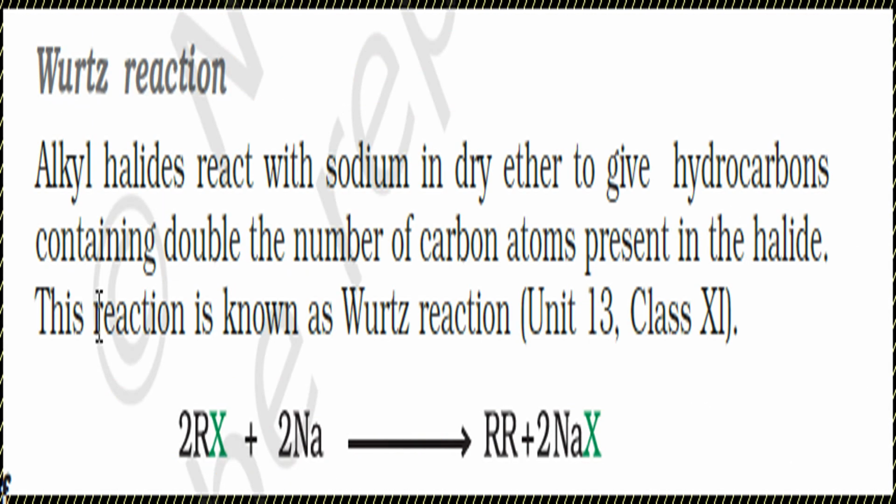Next we have Wurtz reaction. Alkyl halides react with sodium in dry ether to give hydrocarbons containing double the number of carbon atoms present in the halide. The reaction is known as Wurtz reaction. So here if you have one carbon in the reactant, then you will get in the product 2 carbon atoms. If you have 2 carbon atoms, you will get the product with 4 carbon atoms. That is, the product is obtained with double the number of carbon atoms present in the halide.